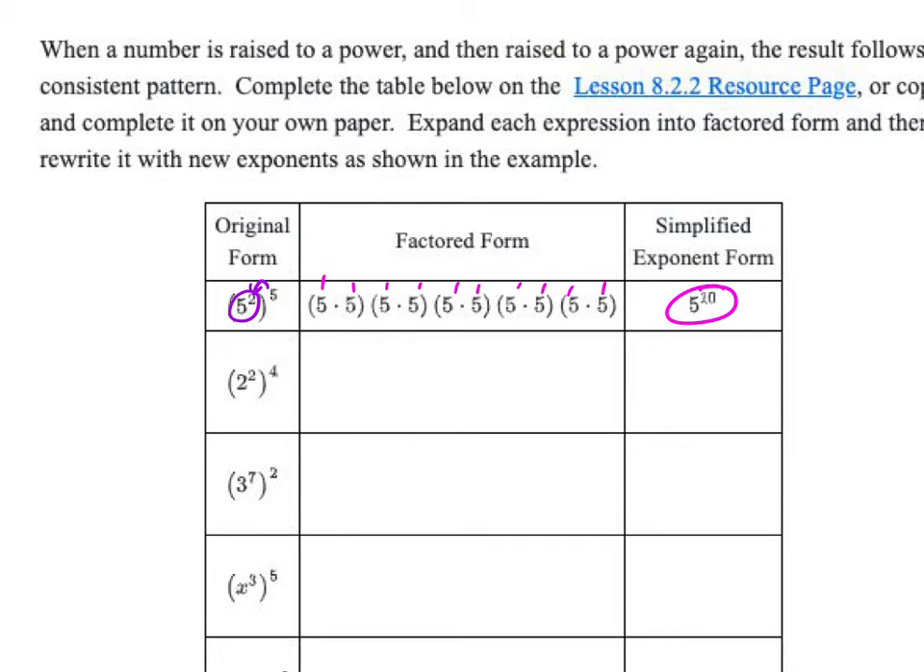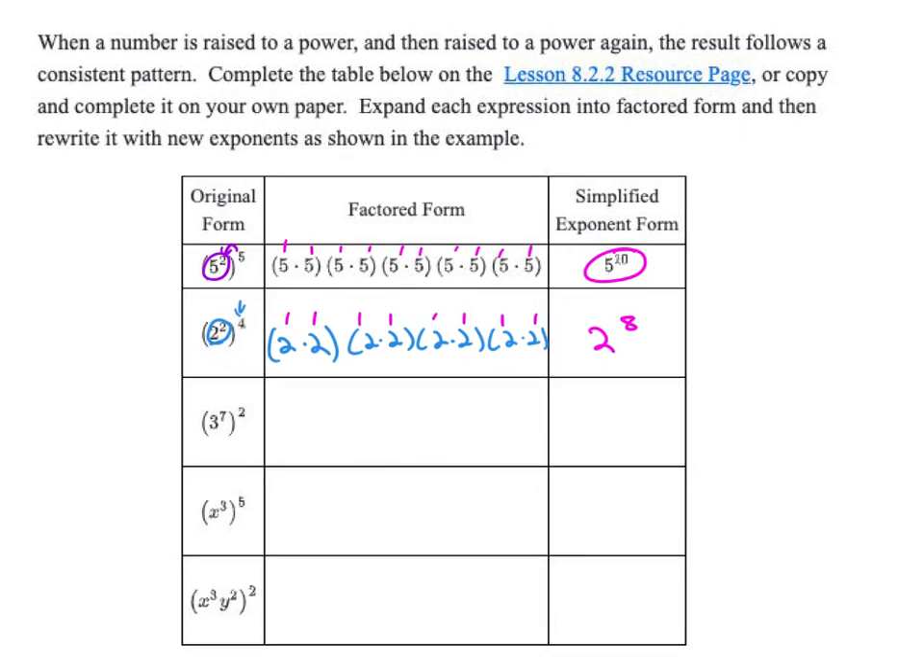Okay, so let's take a look at the next one here then. So now I've got 2 to the 2nd. We'll start with inside of the parentheses. That's just 2 times 2. But I've got 4 groupings of that. So I need to get 4 groupings of 2 times 2. So here's my 4 groupings of 2 times 2, which in reality just comes out to saying I've got 1, 2, 3, 4, 5, 6, 7, 8 2s. So this is really 2 raised to the 8th power.